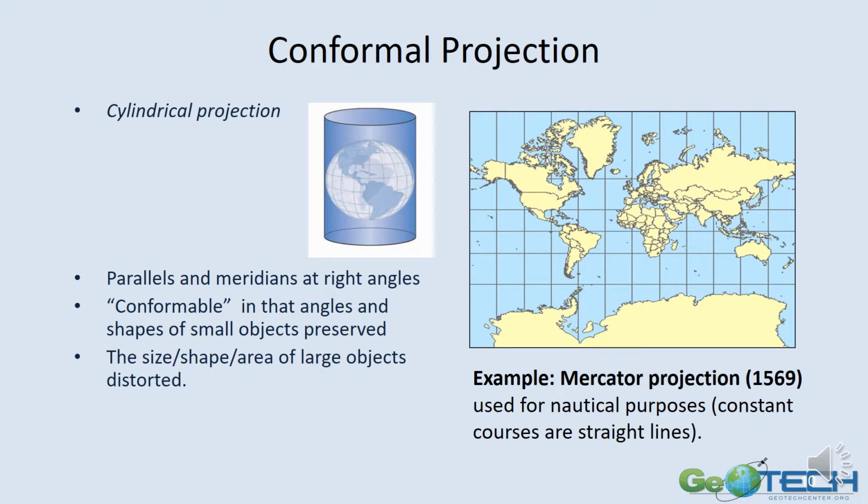Conformal projections. Here's a cylindrical, so we're using a cylinder to project the features on it. You'll note that the parallels and meridians all meet at right angles. It's conformal in that the angles and the shapes of small objects are preserved, but the size, shape, and area of larger areas and objects are distorted. And so this is a Mercator projection.